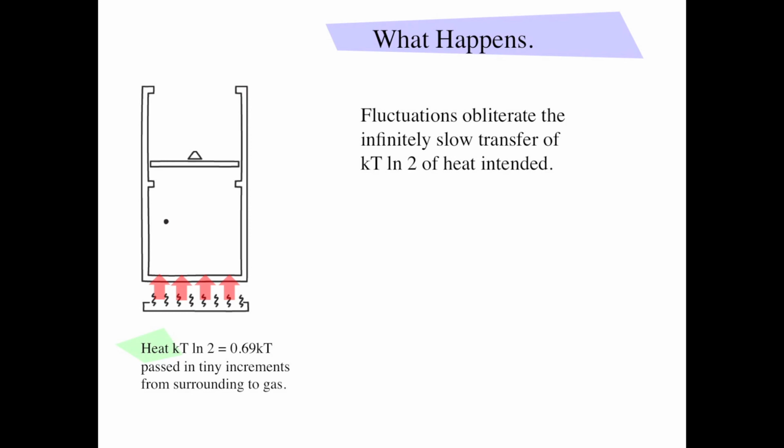The same problem appears. Thermal fluctuations lead to energies that rapidly surge backwards and forwards and obliterate the slow transfer of heat intended in the process. More precisely, the mere fact that the one-molecule gas is a thermal system means that its energy is Boltzmann distributed. It will have a mean energy of 3/2 kT if it's a monatomic gas, and a standard deviation of 1.225 kT. This standard deviation reflects wild fluctuations in the energy of the gas that will completely swamp the tiny amount of heat that we expect to pass in the isothermal expansion. That tiny amount is merely 0.69 kT.